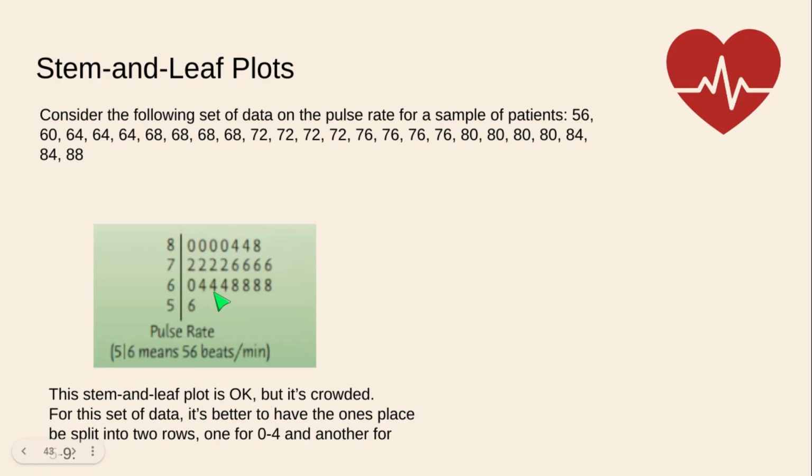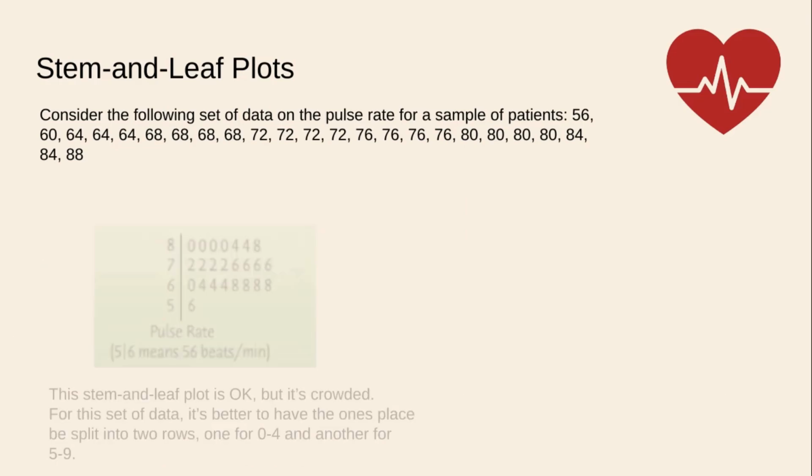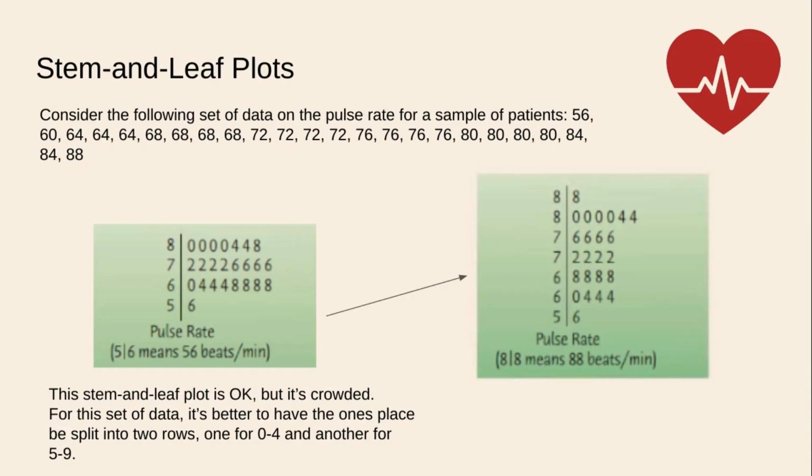What we're dealing with is a situation where we don't have enough bins to allow the data to speak maximally. This representation says more about the actual distribution of the data. We have a sufficient number of bins. Here we only have 4 bins, one for each of the tens places. Things are just a little crowded. The data don't really speak well in this representation. For this set of data, it's better to have the ones place be split into two rows, one for 0 to 4 and another from 5 to 9. All right. Then we have this, which is a better representation. You can see a little comparison right there.